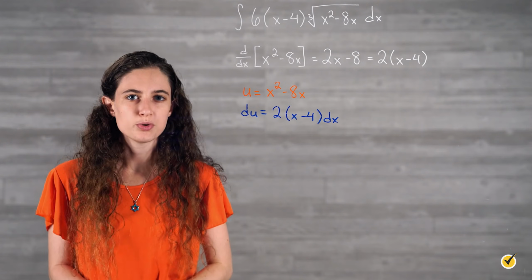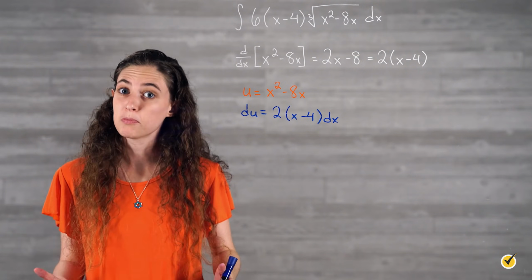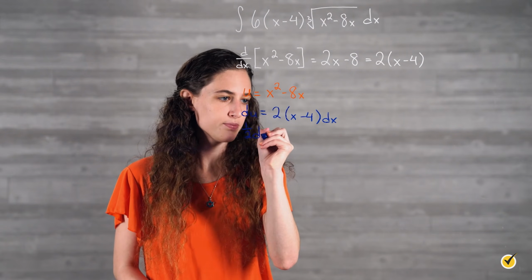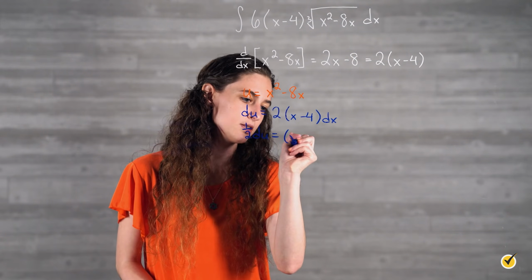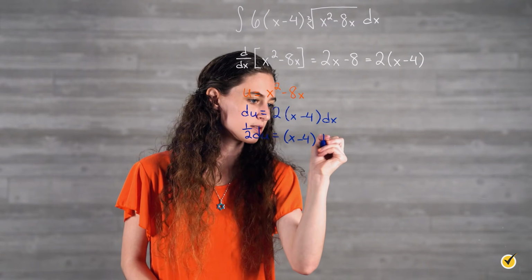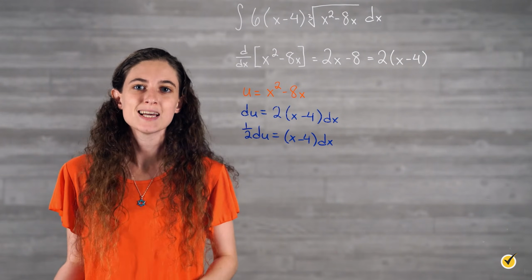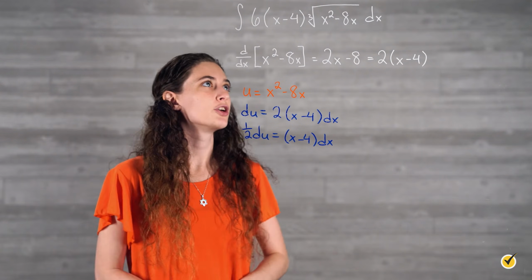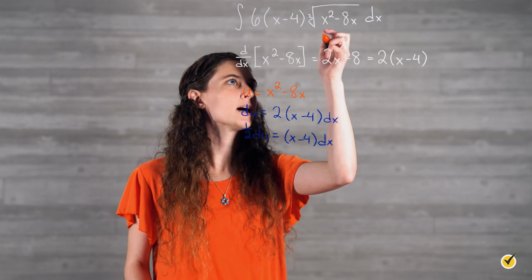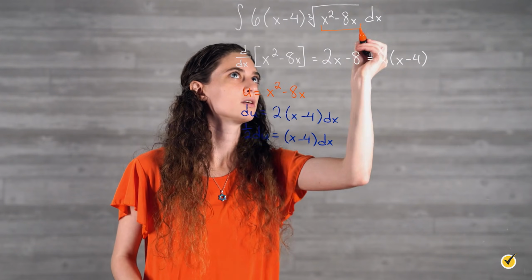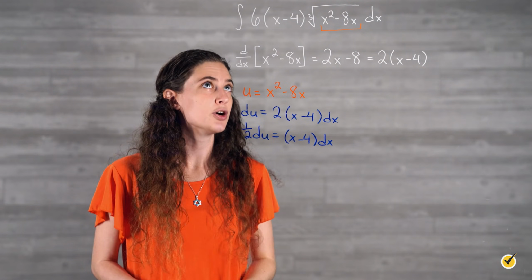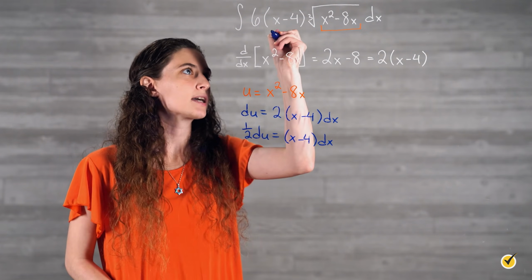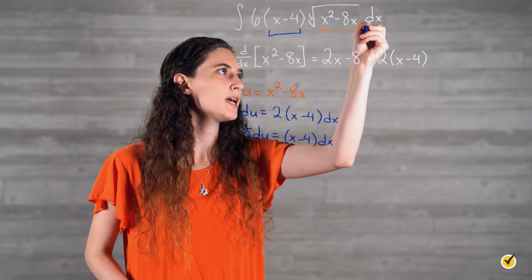Notice that there's no 2 in the original integral. No problem, just divide by 2. So 1/2 du is equal to x minus 4 dx. Make the substitutions and simplify a little bit. So notice up here we have our u is x squared minus 8x, so that's this portion. And then our du, or 1/2 du, is x minus 4 dx.